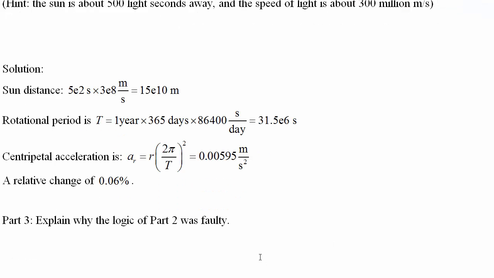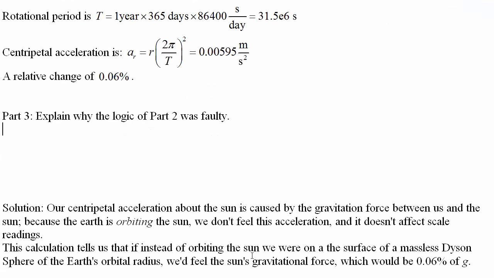Well, we're in free fall around the sun. We're orbiting the sun, as it's known. So we don't actually feel that acceleration. The centripetal acceleration around the sun is provided by the sun's gravitational force. We're constantly accelerating towards the sun in the radial direction just to be in this orbit.